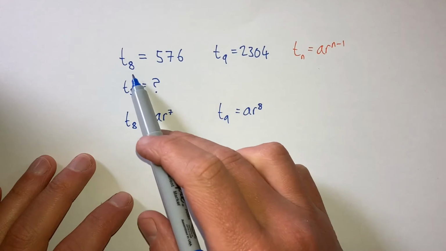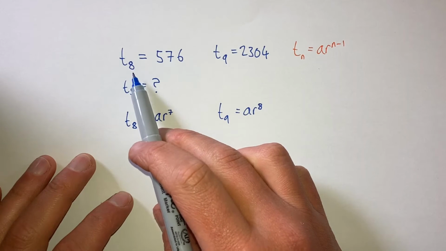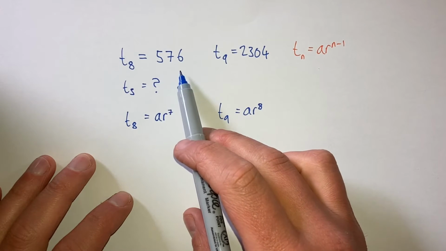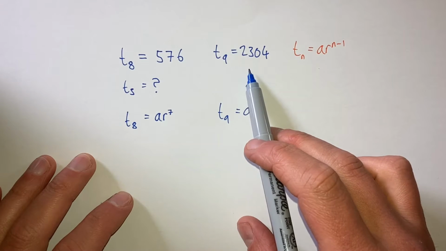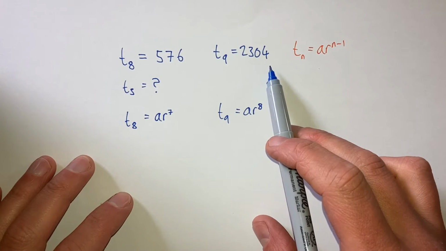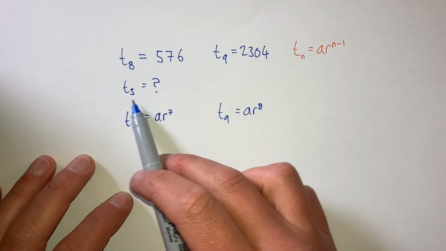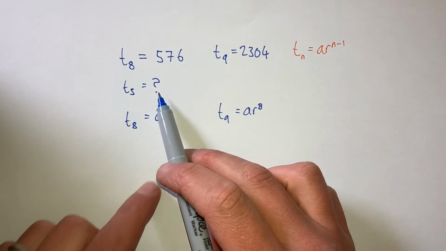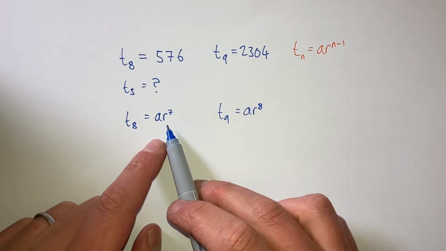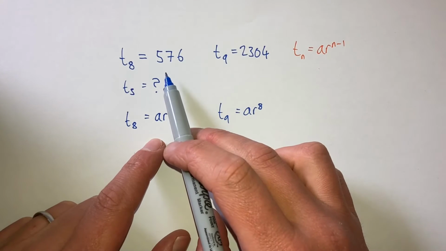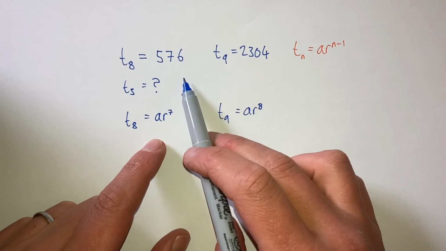We are told that the eighth term of a geometric series is 576 and the ninth term is 2304. We're going to work out what the fifth term of the sequence is. Now to do that we need the common ratio that's applied to each term to get the next term.